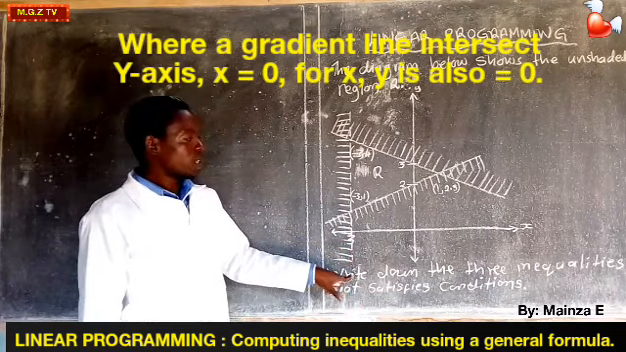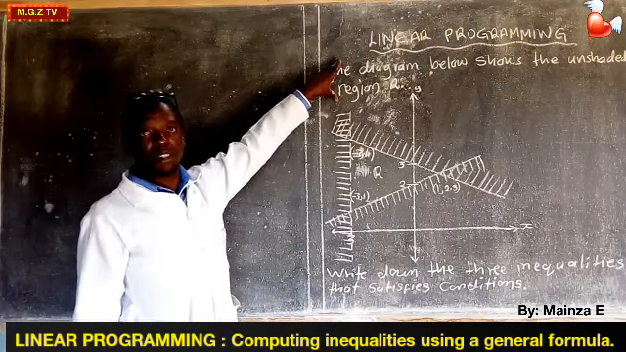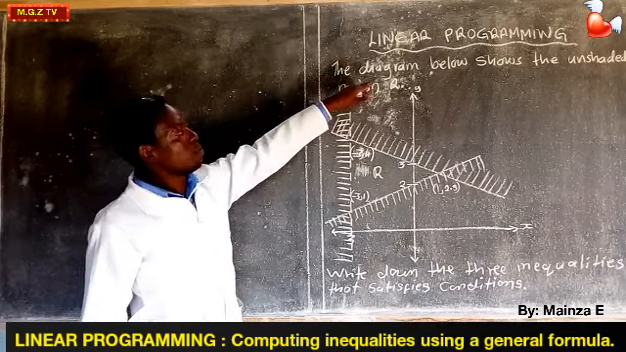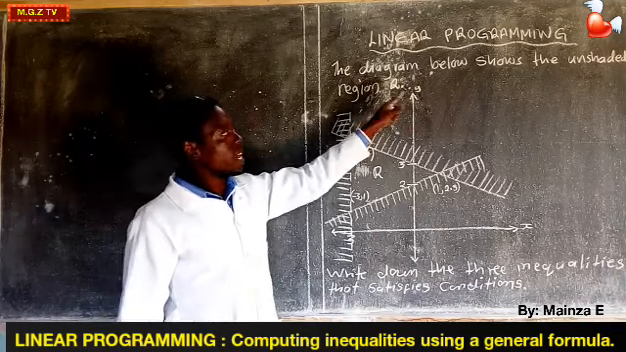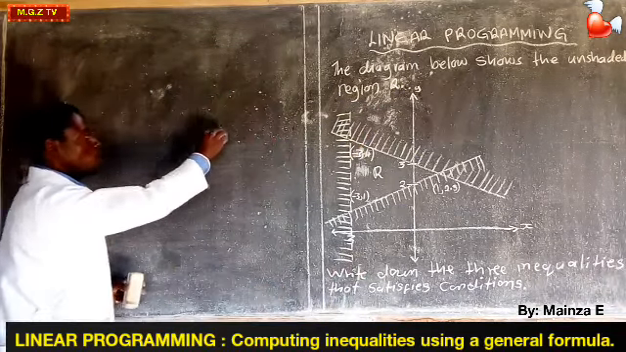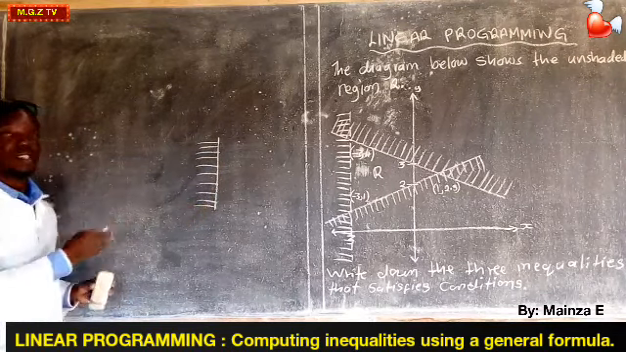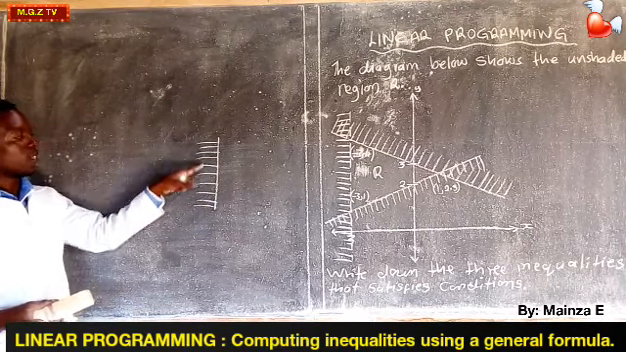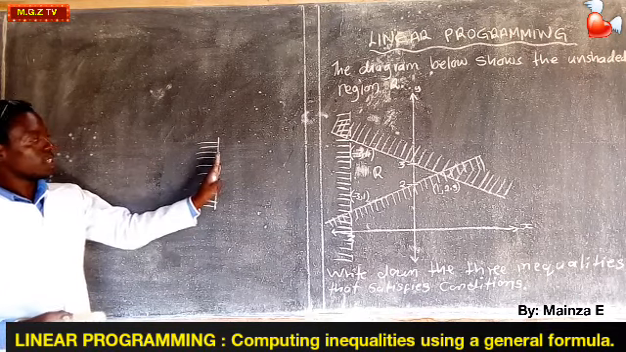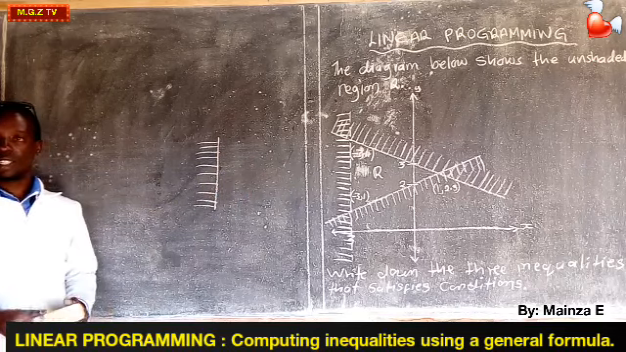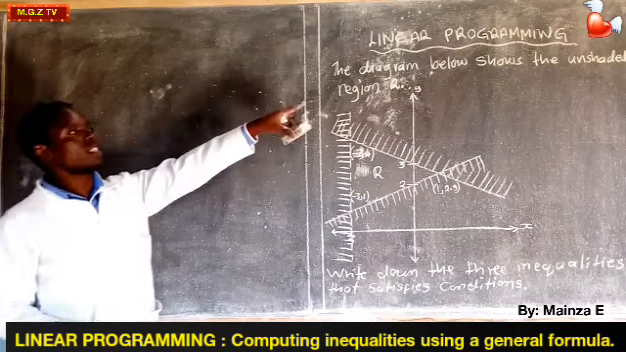Now, to write down the inequalities, we need to understand the statement. Here it is saying the diagram below shows the unshaded region. When they say unshaded, they mean we have lines, and when you have these lines, it means that this side is shaded. Then the other side is not shaded. So this is the meaning of the word unshaded.